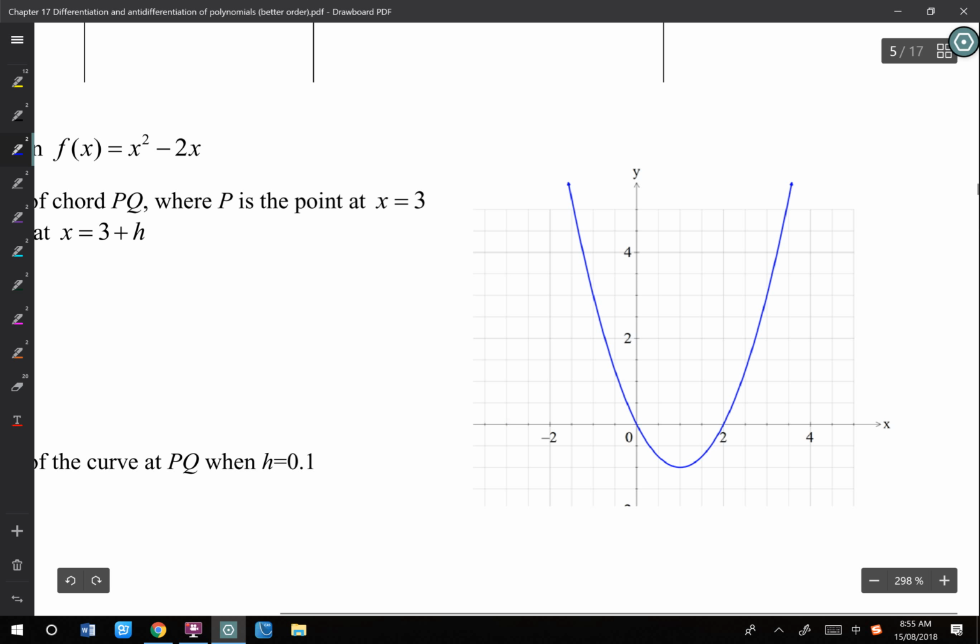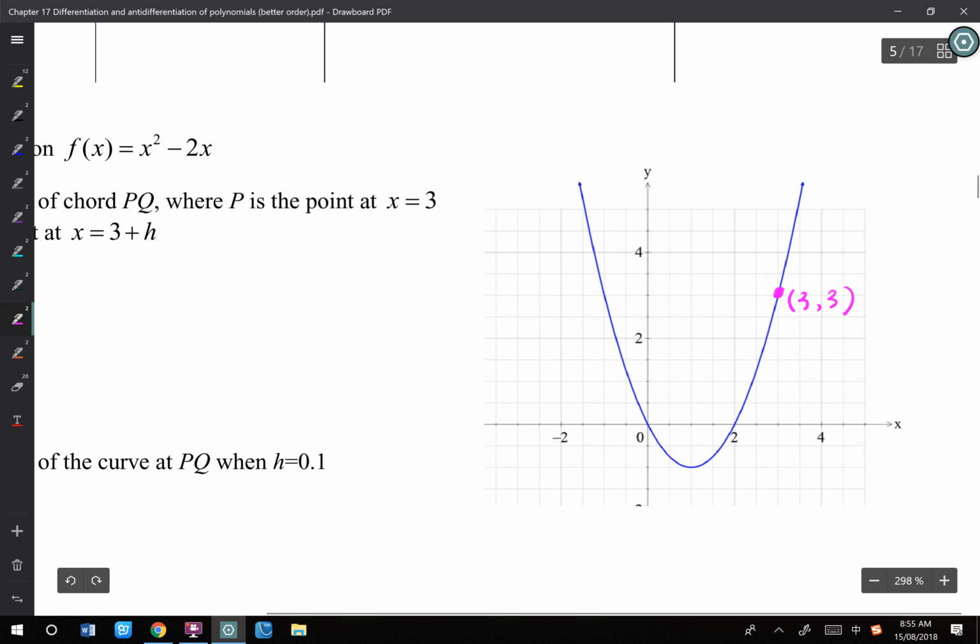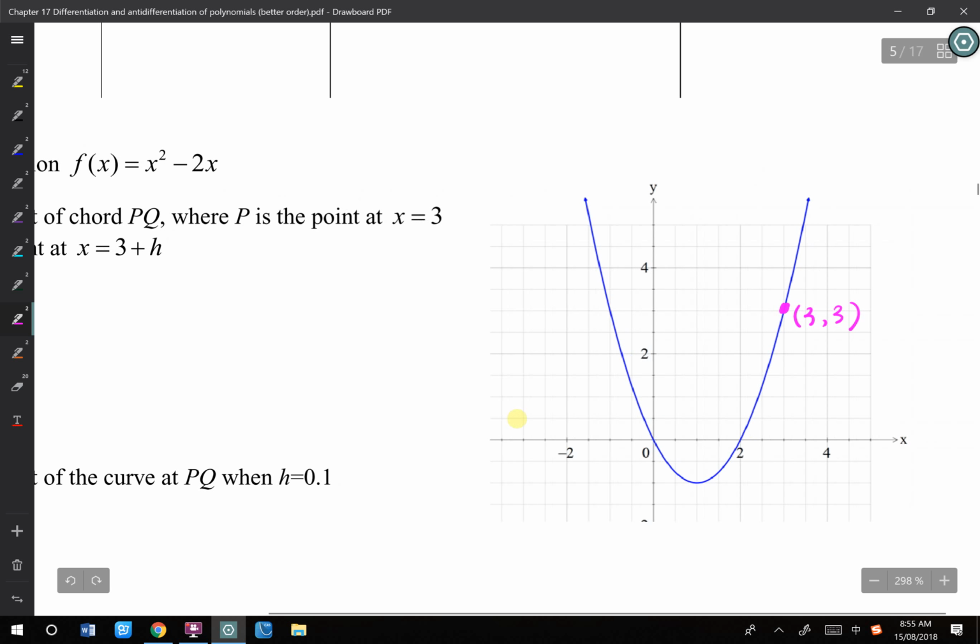Let's find that point. P is the point at x equals to 3. Okay, this point is 3 comma what? 3 sub in, 9 minus 6, which is 3. So this point is 3 comma 3. This is the point P, okay? That's right, that's the point P.